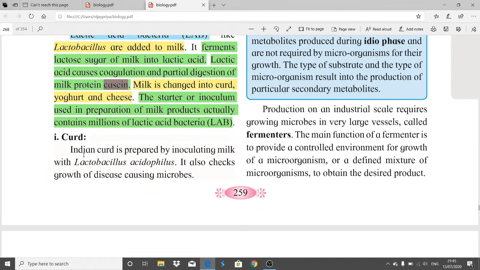Now what is curd? Indian curd is prepared by inoculating milk with Lactobacillus acidophilus. Lactobacillus acidophilus. Now, this name you have to remember if curd is asked. It also checks growth of disease causing microbes.